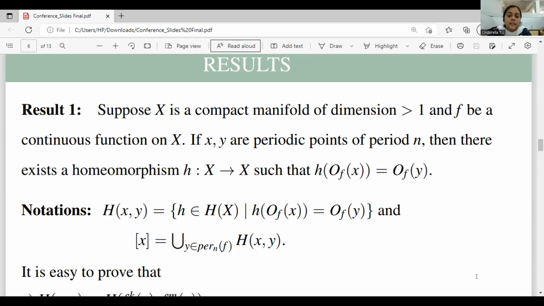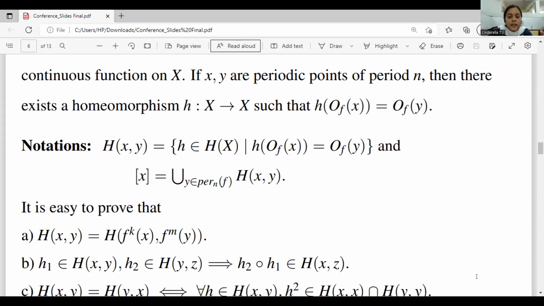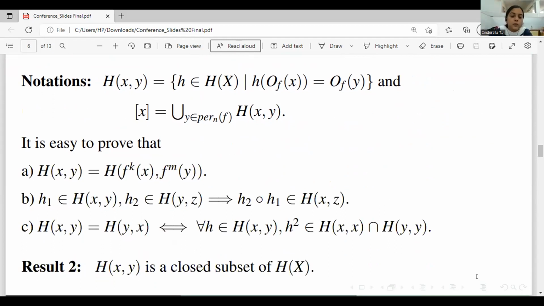That is, this theorem guarantees that there always exists a homeomorphism mapping the orbit of one to the orbit of the other. We consider all such homeomorphisms and denote it as H of xy. Now, for a fixed x belonging to per n of f, which is the set of all n periodic points, we define the set bracket x as the set of all such H of xy's, where y is allowed to vary in the set per n of f. And it is easy to prove the given properties A, B, and C.